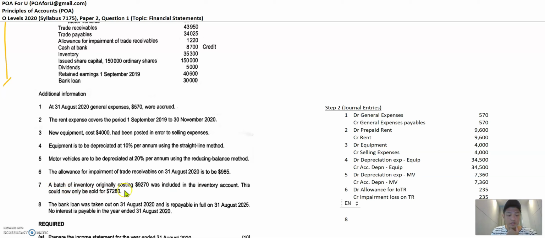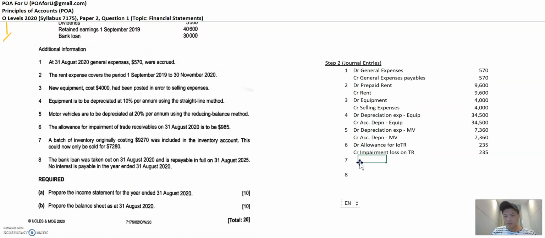Okay, now adjustment number 7. They say a batch of inventory costs 9,000 plus in the inventory account. Now it's only worth 7,000 plus. So we got to write this down because the prudence principle tells us that we got to recognize inventory cost at the lower of cost or net realizable value, and the net realizable value now is much lower, right? So we're going to debit an impairment loss on inventory and credit inventory because we're going to bring it down, right? So how much we're going to bring it down by equals 9270 less 7280.